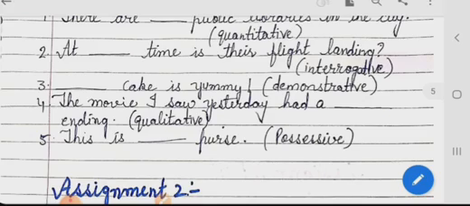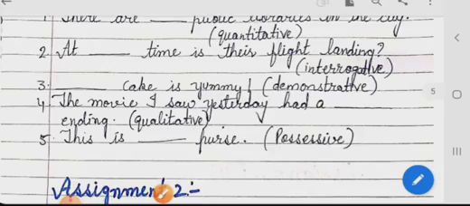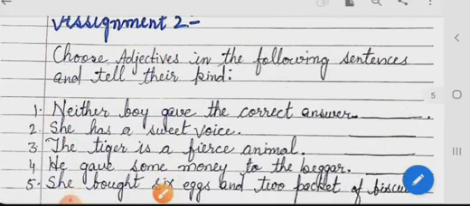This is dash purse. You have to fill in a possessive adjective. So this is my purse. The word my shows possession. We are moving further towards assignment number 2. Here, choose the adjective in the following sentences and tell their kind.